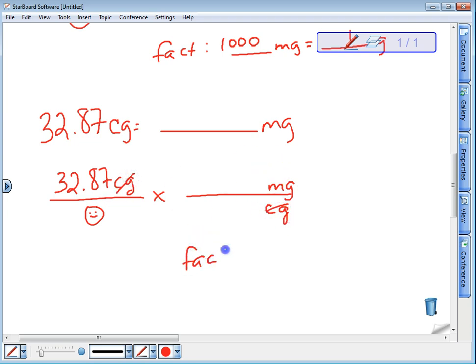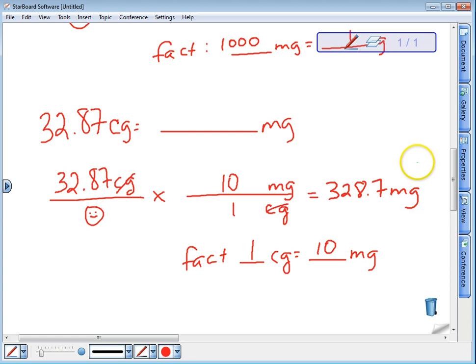And now I need to know my fact. How many centigrams is equal to how many grams? I know that centi is bigger than milli, so 1 centigram has 10 milligrams in it. I'm going to plug my numbers in. 1 centigram has 10 milligrams in it. So that means that I must have 328.7 milligrams in 32.87 centigrams. I have 1, 2, 3, 4 significant digits to start. 1, 2, 3, 4 significant digits in my answer.